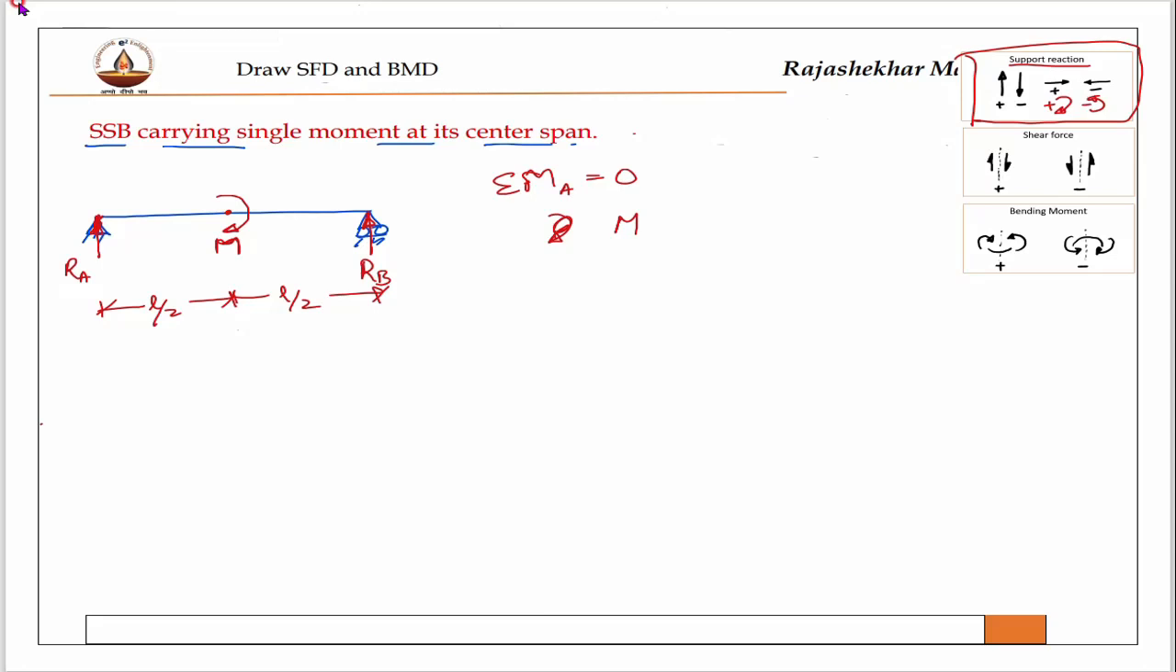Now, clockwise is positive, therefore M minus Rb into L equal to 0. Now what is this Rb? Rb equal to M by L, positive. Rb equal to M by L. Okay, then summation of Fy, when I use it, this will be minus M by L, that is your Ra equal to minus M by L. Right? These two support reactions I got.